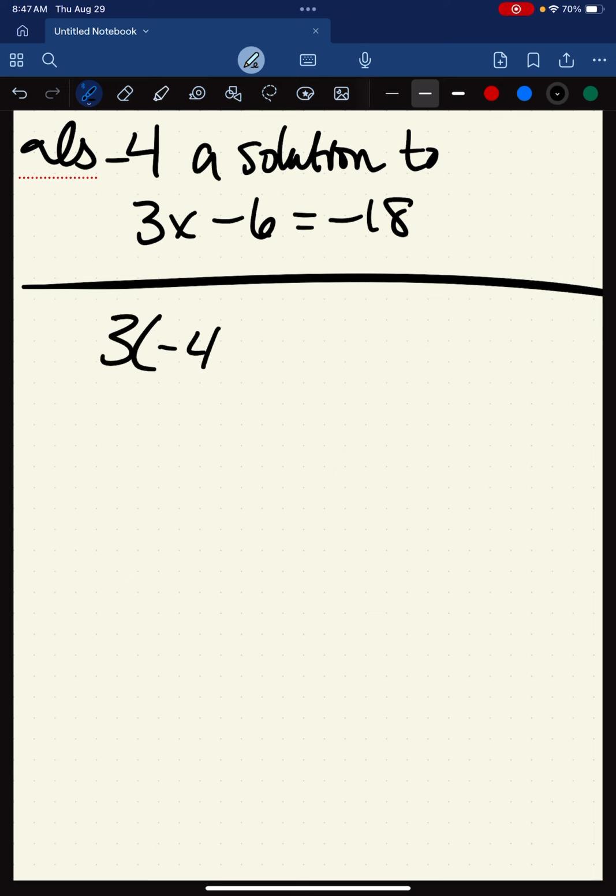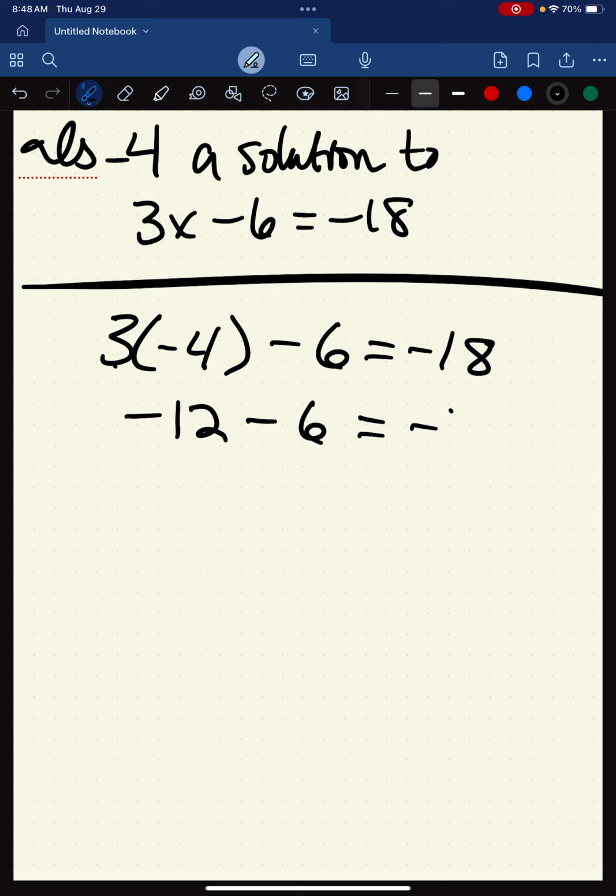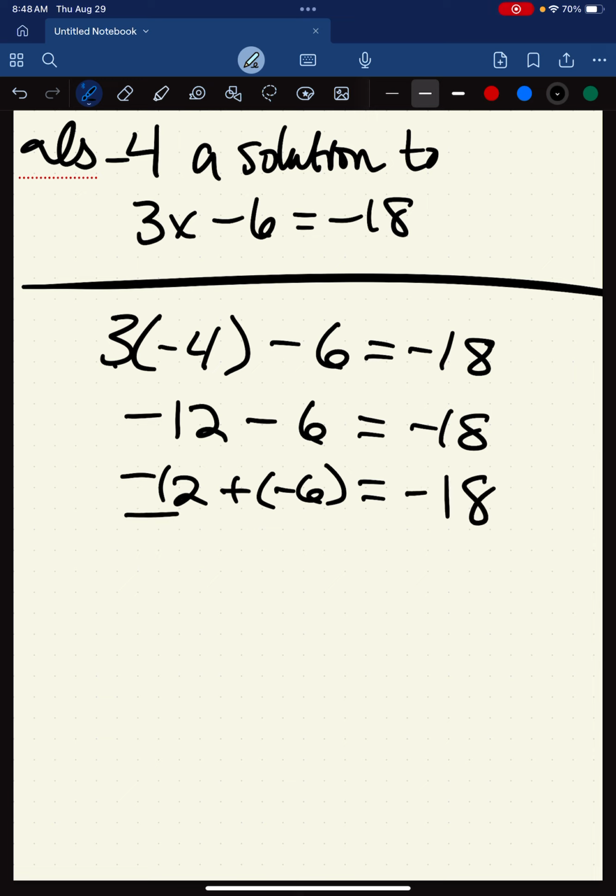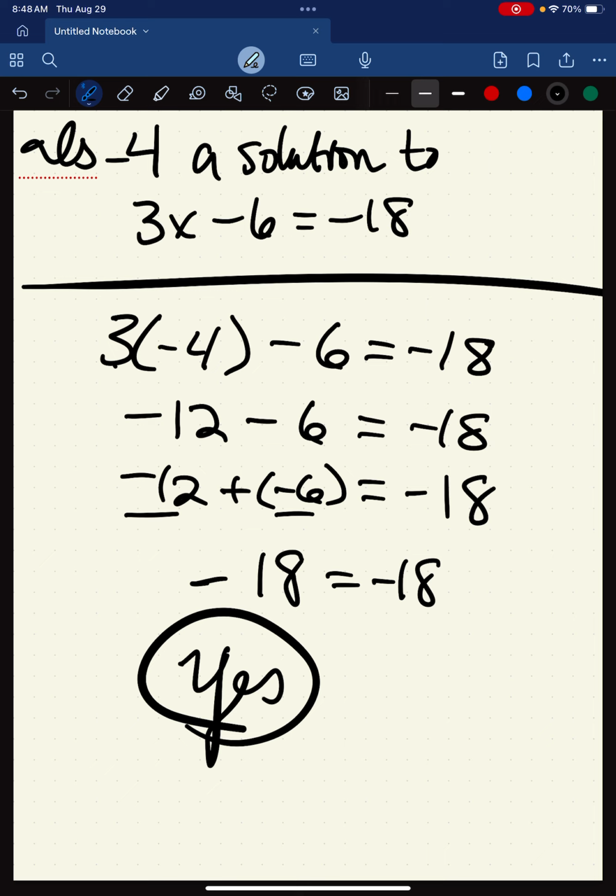So 3 times negative 4 minus 6 is negative 18. 3 times negative 4, that's a positive times a negative, so we're going to get a negative. Minus 6 is negative 18. So we get negative 12 plus negative 6. I apologize about the noise in the background. Negative 18. Well, we go 12 units to the left, and then we do 6 units to the left. That's going to be 18 units total to the left. So does this make sense? Yes. So negative 4 is a solution.